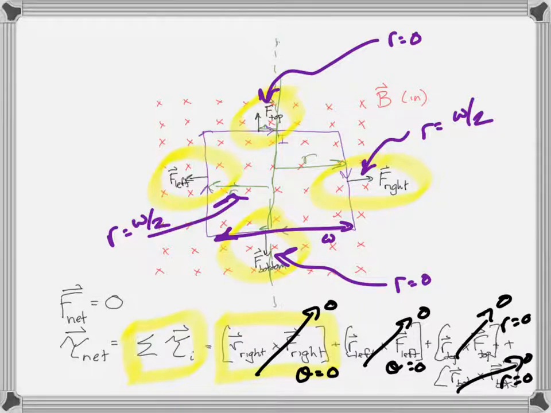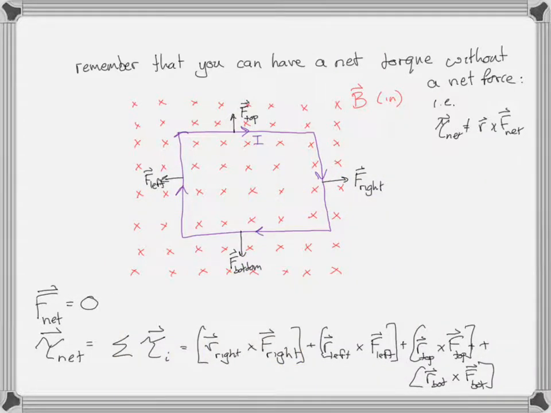I do want to point out, just as a reminder about torque, net torque is the sum of all the individual torques. It's not R cross F net. Because if it was R cross F net, then if F net was 0, torque would always be 0. But you can have rotation without translation, meaning if F net is 0, torque net could still be non-zero. And we'll see an example of that soon. You can have a net torque without a net force.